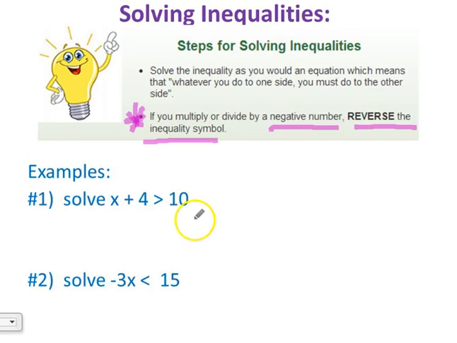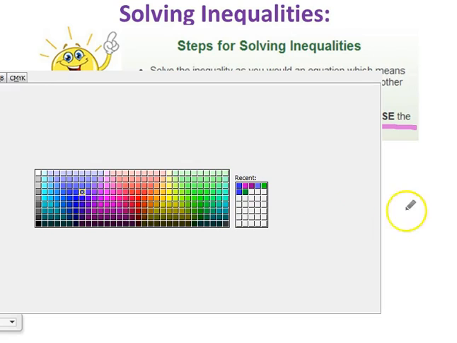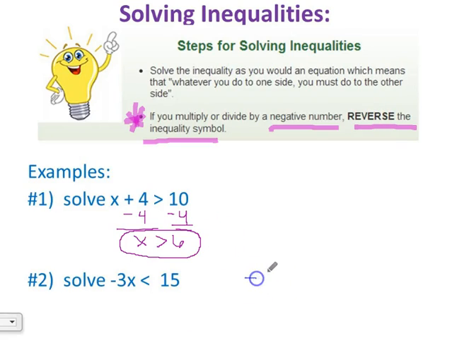We're going to do it the same way we did, like we said. So we're solving for x, we're getting x all alone, so we're going to subtract 4 from each side. So now I would have x is greater than 6, and I'm done. That's my final answer. Pretty easy, right? So here's where the second problem comes in, this is where that rule comes into play.